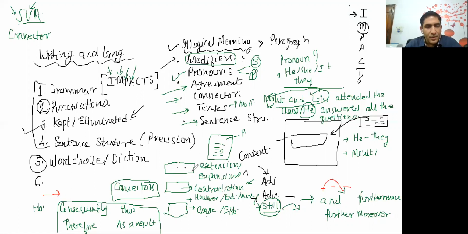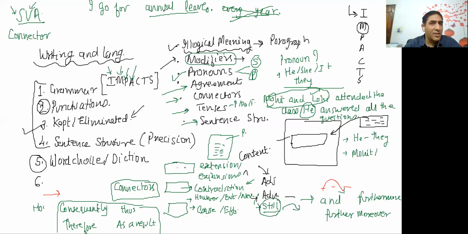Right? The last thing that you have to check is sentence structure. What do you mean by sentence structure? The sentence that you write should be very precise. Tell me, what is the problem with this sentence? "I go for annual leaves every year." What is the problem with this sentence? Annual means the same thing as every year. Yeah, so this is redundant. I don't have to say every year. I go for annual leaves, or I get leaves annually. Right? I get annual leaves every year seems like one of them is redundant. So you have to go with the sentence which is the most precise one and which conveys the meaning in the least possible number of words. Does it make sense?